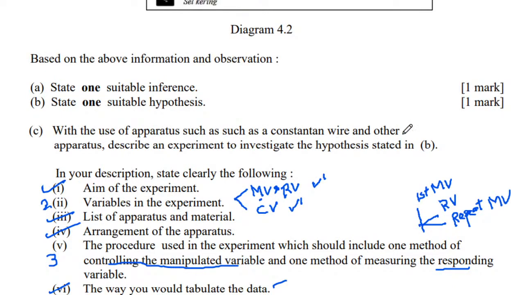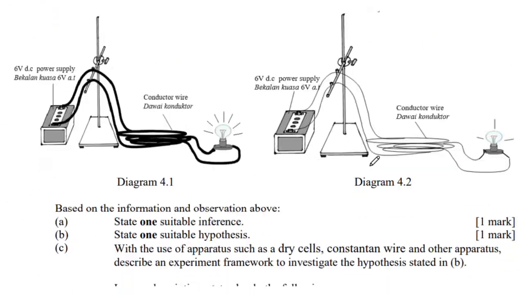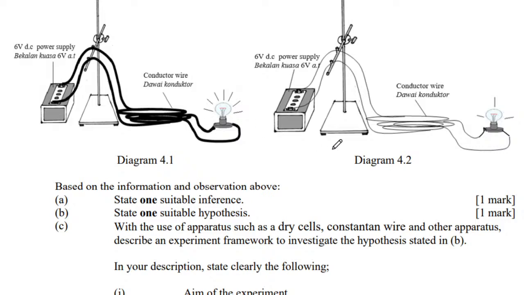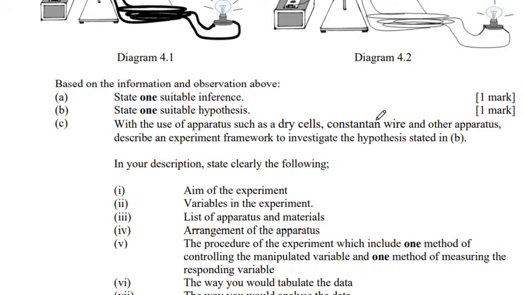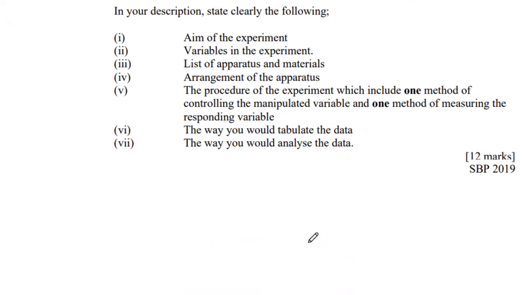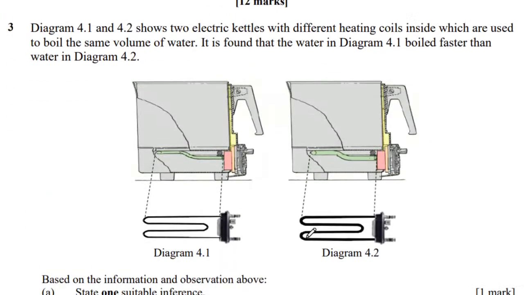They give you constantan wire. And then here it is brightness and diameter. They give you dry cell, constantan wire. And then the rest of the question, the pattern is the same.